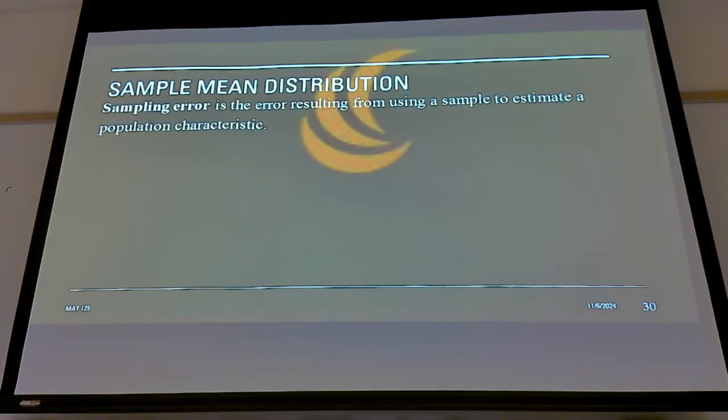Sampling error. Error resulting from using a sample to estimate a population characteristic. You're obviously not going to be able to perfectly estimate something about a population just from a sample, no matter how good your sample is.